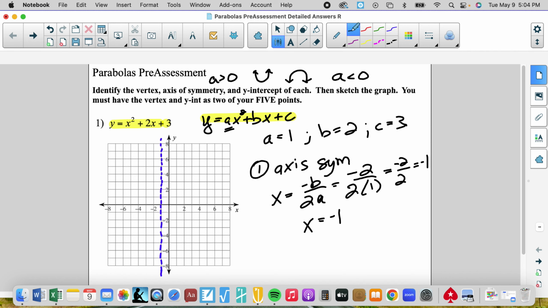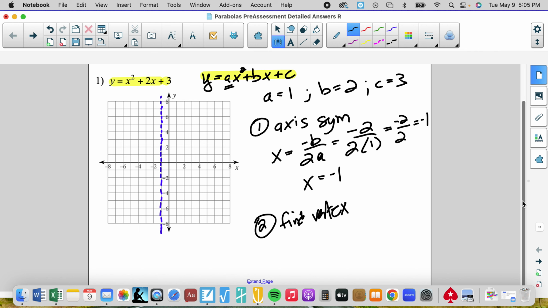And more importantly is the second step. We're going to find the vertex. The vertex is either the minimum or the maximum. When it is a U, this is going to be the minimum point. When it's an upside down U, it's going to be a max point. So this is a maximum point. This is a minimum point because it's the bottom of the graph. When it's upside down, it's the tallest, the highest point.